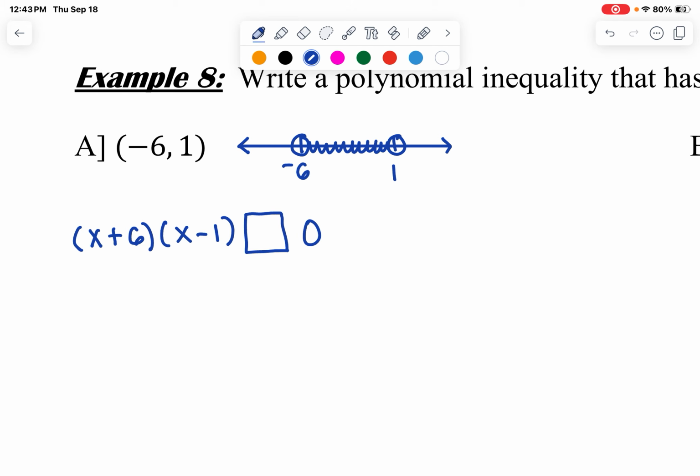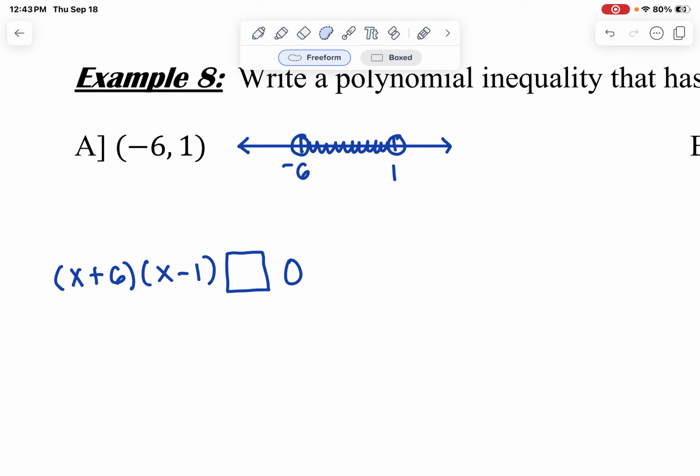So we need to know, are those positive values or negative values? We know that we're not including negative 6 and 1, so it's not or equal to. We just have to figure it out, okay? So let's go ahead and finish our sign chart for this. Pick a value anywhere. I'm going to pick x equals 0, and we're going to plug 0 into our factored form right here. That's a positive times a negative, which is a negative, with a multiplicity of 1 for both, so this is positive, this is positive.